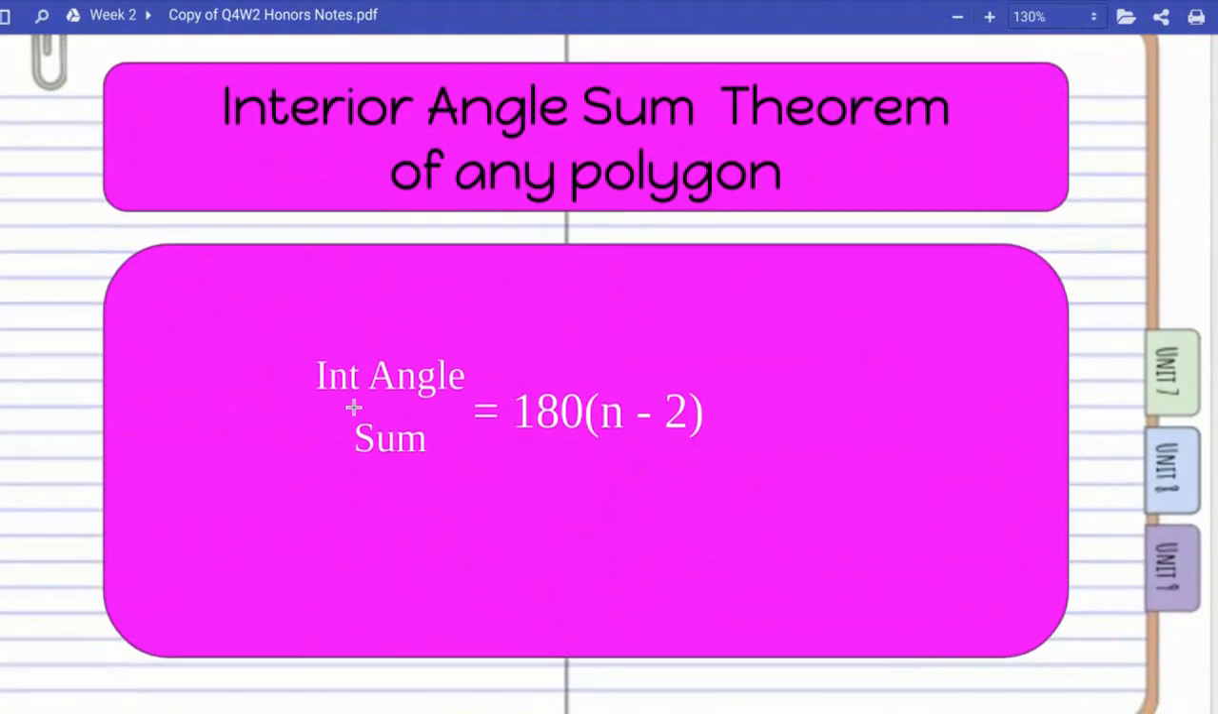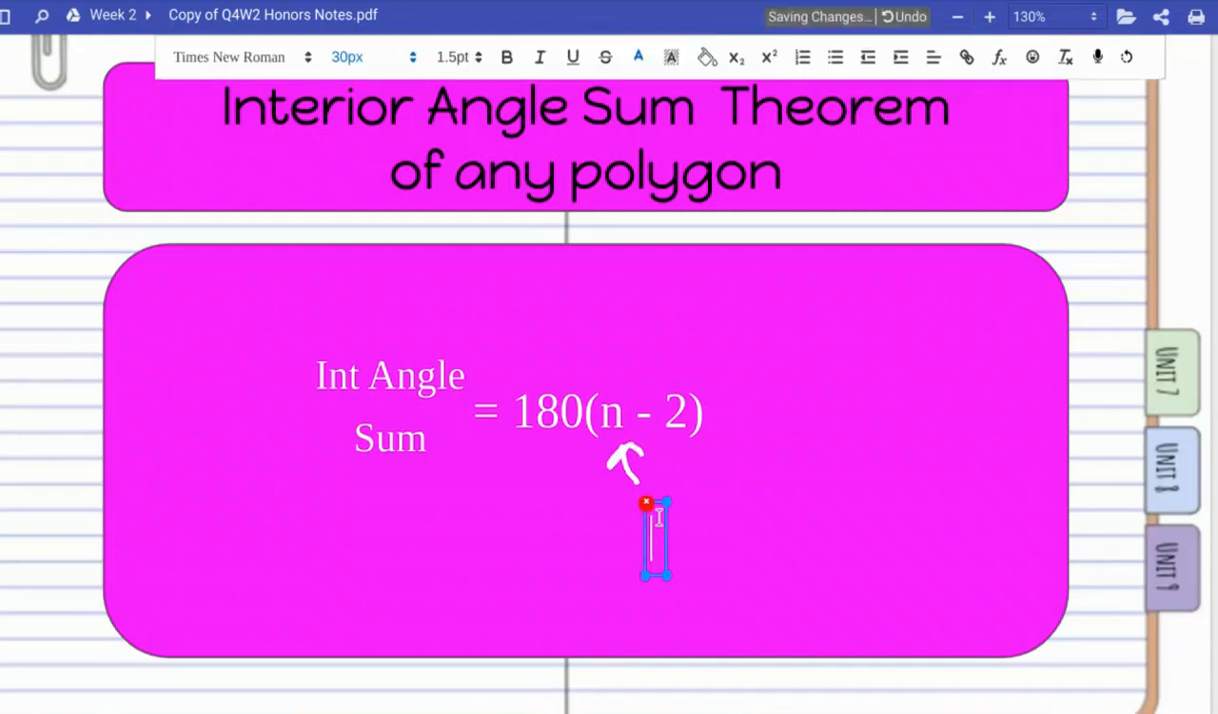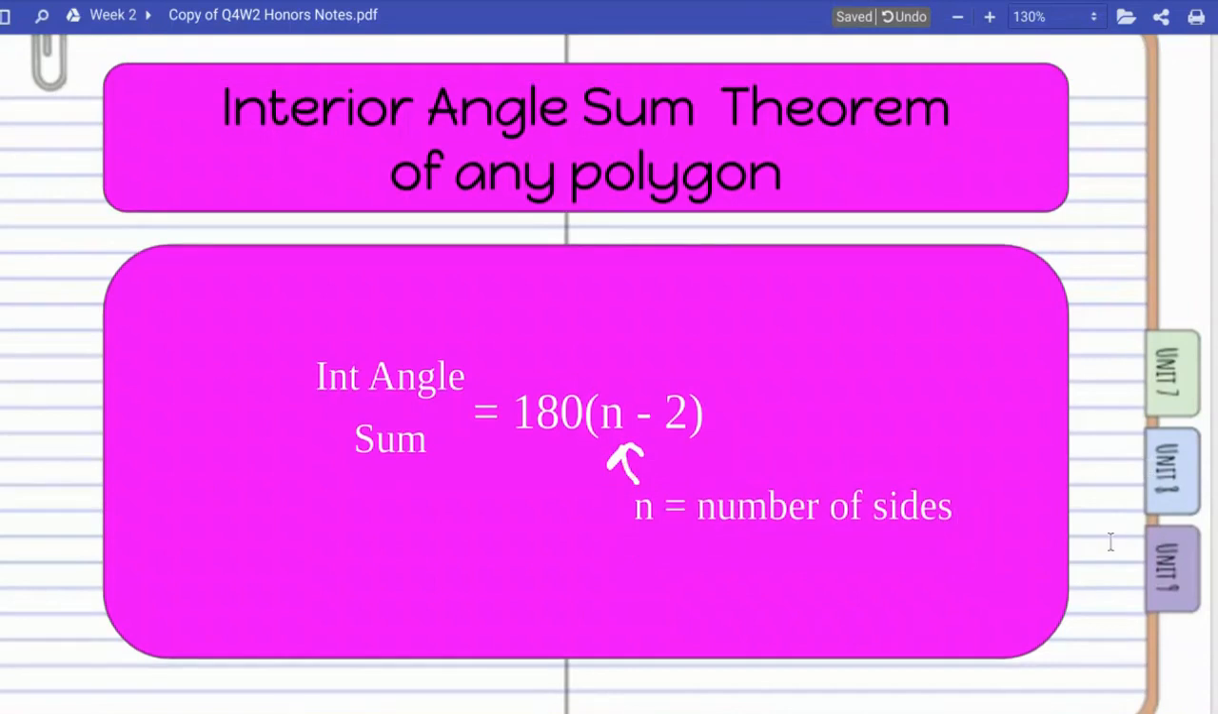So if I want to figure out how much all the interior angles inside of any polygon add up to be, okay, that's what sum means, sum. The sum of the interior angles, how many degrees do all the angles add up to be? I can use this formula, 180 times n minus 2, where n stands for the number of sides that the polygon has. So that's all the angles added together.